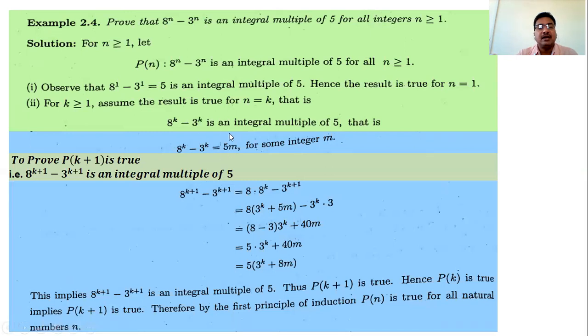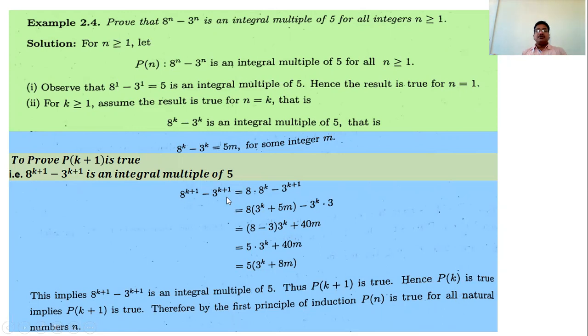It's called the induction hypothesis. And what do I have to prove? That Pk plus 1 is true. That is, the given statement is true for n is equal to k plus 1. That is what we have to prove. That is, substitute n is equal to k plus 1 in this statement: 8 raised to k plus 1 minus 3 raised to k plus 1 is an integral multiple of 5. This is what I have to show in the second step. This is our assumption, and this is to prove. What do we have to prove? 8 raised to k plus 1 minus 3 raised to k plus 1 is an integral multiple of 5.